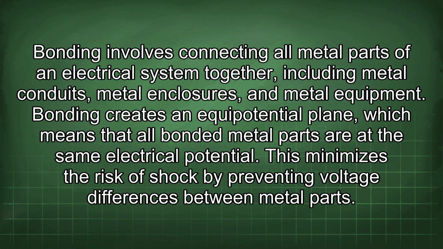Bonding involves connecting all metal parts of an electrical system together, including metal conduits, metal enclosures, and metal equipment. Bonding creates an equipotential plane, which means that all bonded metal parts are at the same electrical potential. This minimizes the risk of shock by preventing voltage differences between metal parts.